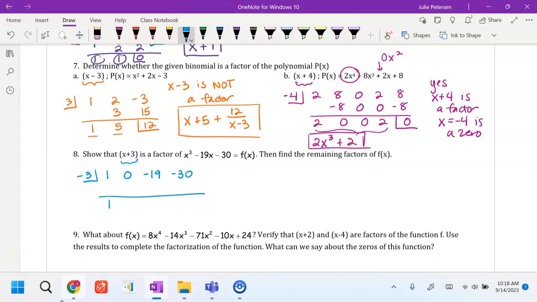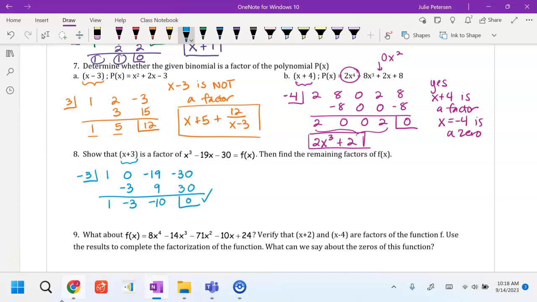Alright, so bring down the 1, do the multiplication. Again, we're adding. So 0 plus negative 3 is negative 3. Multiply that times negative 3, we get 9. Add those up, we get negative 10. Multiply those, we get positive 30. Okay, so it said show that it's a factor, so we expected to get 0 for our remainder.